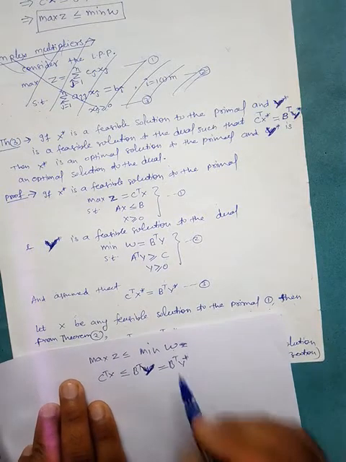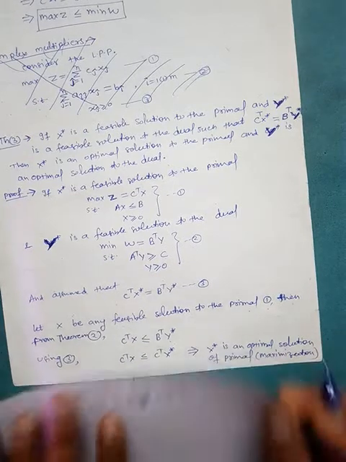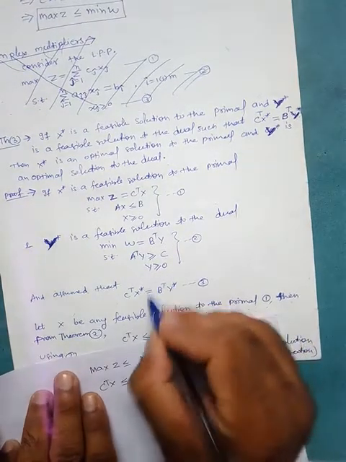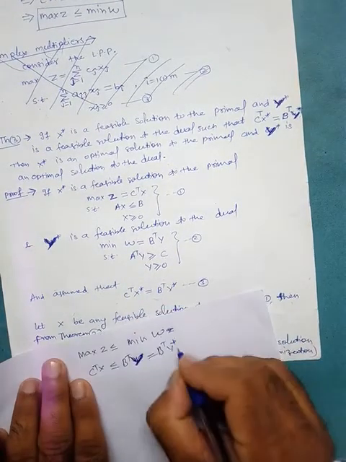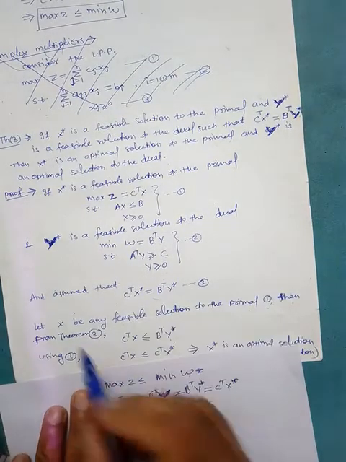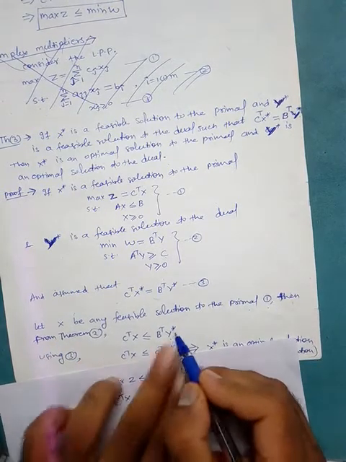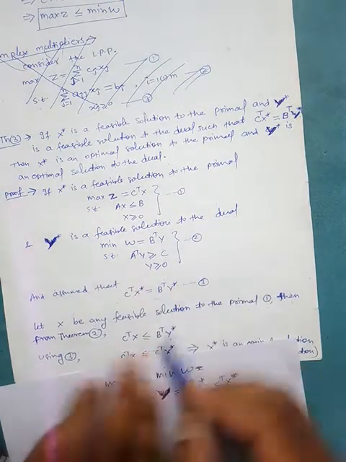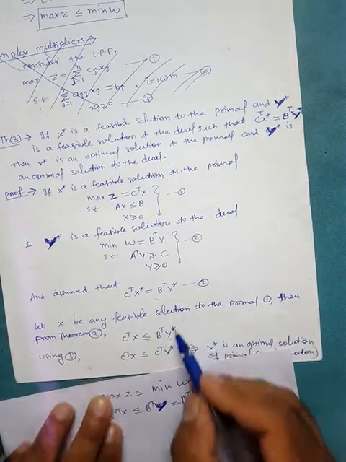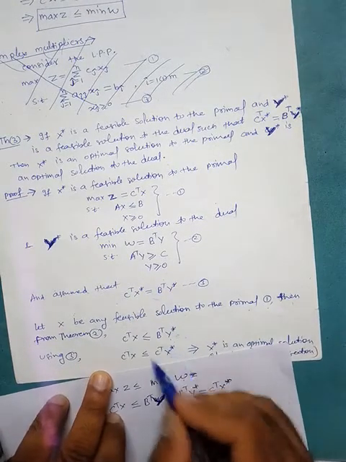Okay, so this is this. But according to equation number 3, B transpose of y star is nothing but C transpose of x star. So C transpose of x star. Here we have taken x to be any feasible solution to the primal and y star to be a feasible solution to the dual. Then this condition holds. But according to third, B transpose of y star is nothing but this. So this can be rewritten as this.